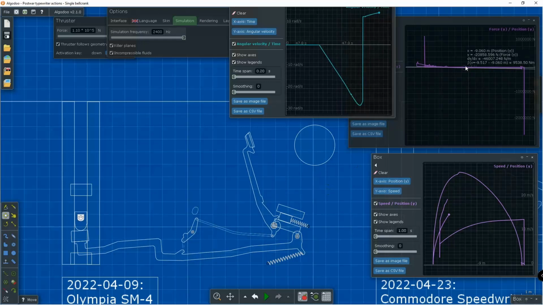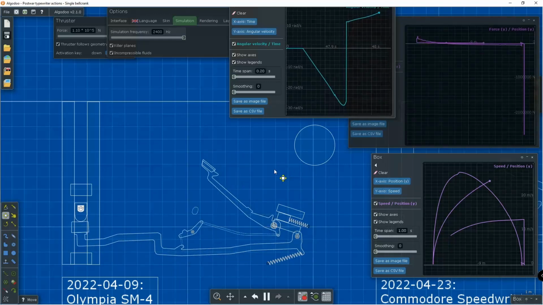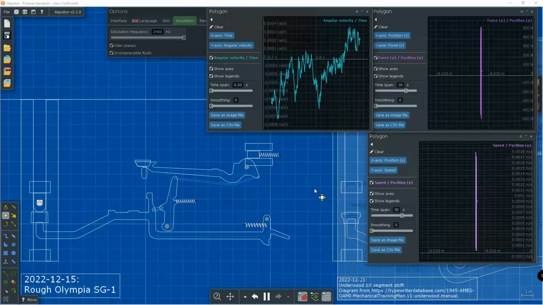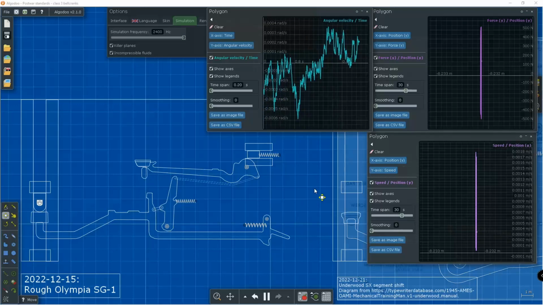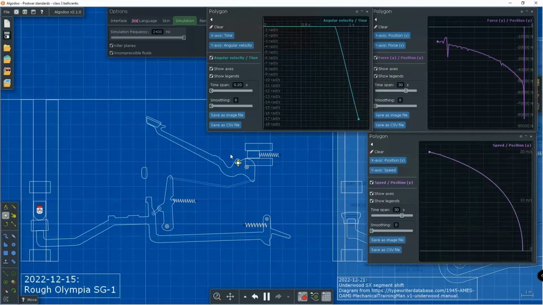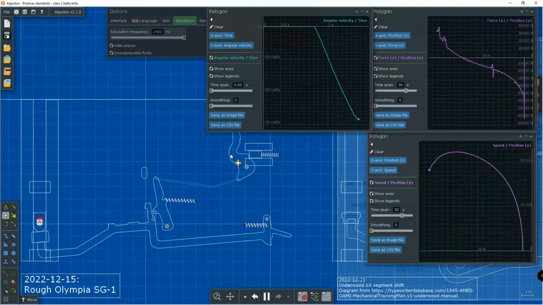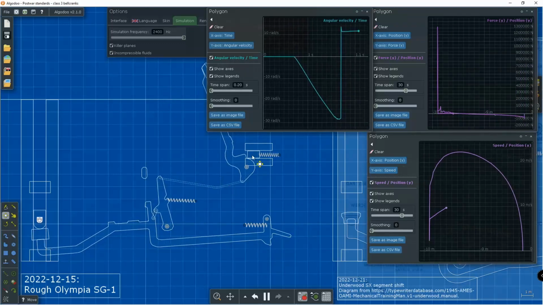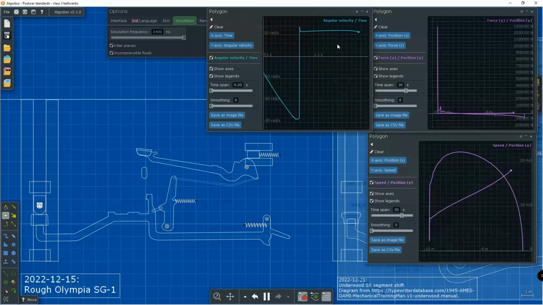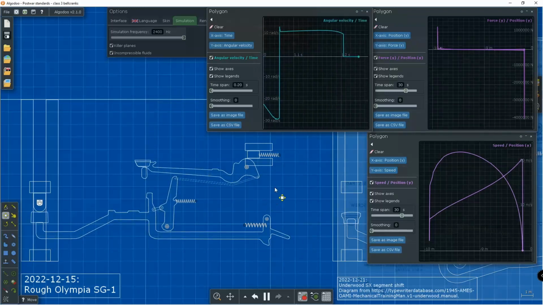But otherwise, I'd say it suffices to be able to just compare the general shape, without everything being perfectly to scale. So yeah, with this Olympia, at least in simulation, it seems like the return speed should be increasing. Then we have the Olympia SG-1. And here it seems mostly constant, maybe slightly decreasing near the end.